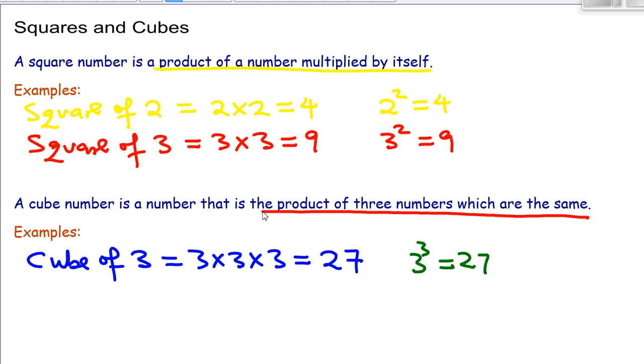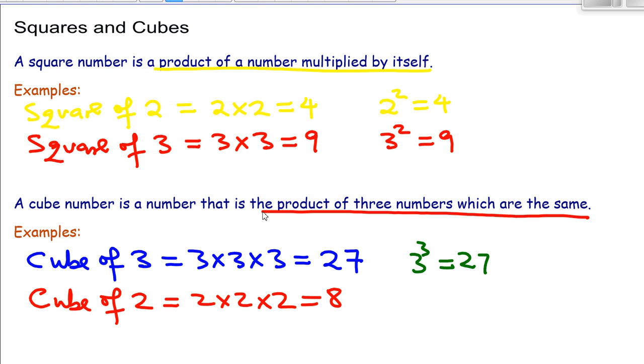Another example, cube of 2 is 2 multiplied by 2 multiplied by 2, which is 8. So we can say that 2 cubed is equal to 8.